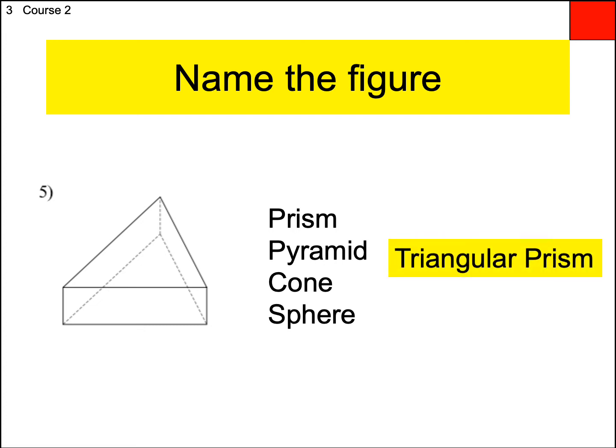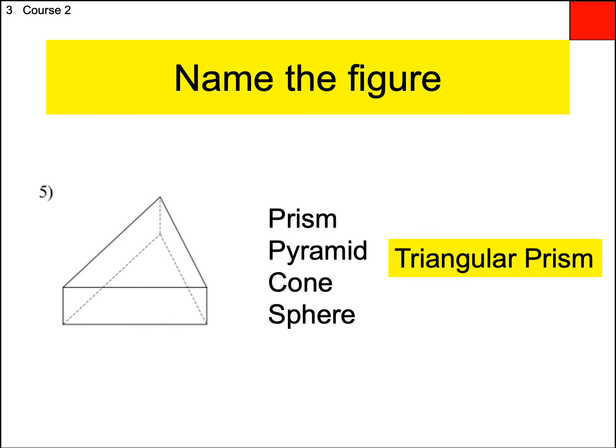What kind of prism? Notice the bases, the top and bottom, are triangles. Remember, a prism's top and bottom don't always define the shape. It's what you have two of. I have two triangles, therefore this is a triangular prism.